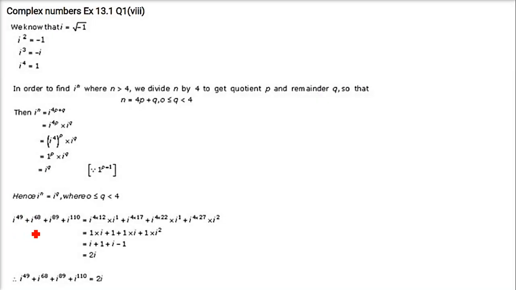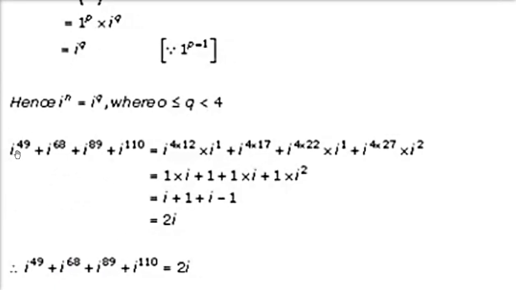Next is this one, i to the power 49 till i to the power 110. Here, this 49 is 48 plus 1, so 48 is 4 into 12. 68 is simply 4 into 17. So you just write it here. 89 is 88 plus 1, 88 is 4 into 22, and here is 1. 110 is 108 plus 2, 108 is 4 into 27. This is 1, this is 1, this is 1, this is 1. You get i here, you get 1 here, you get i here, you get i square, minus 1, here. Minus 1 and 1 get cancelled. i plus i is 2i.